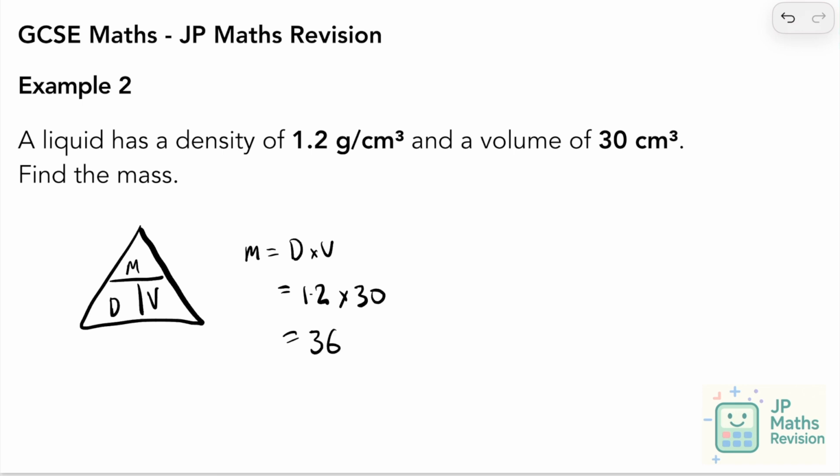And the units for that is going to be grams because the density is in grams per cubic centimetre and the volume is in cubic centimetre. So the mass needs to be in grams for the units to be consistent.